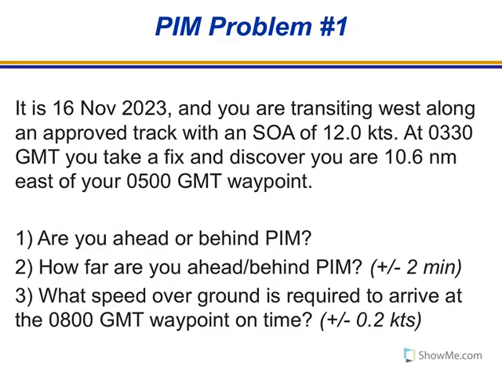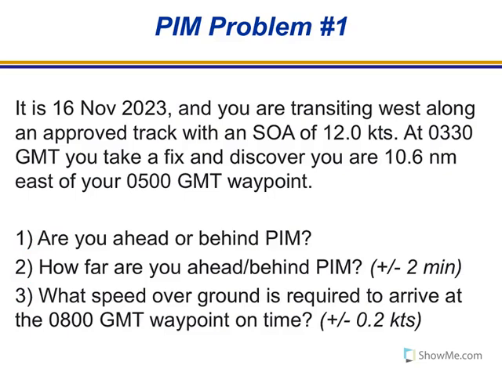It is 16 November 2023, and you are transiting west along an approved track with an SOA of 12 knots. At 0330 GMT, you take a fix and discover that you are 10.6 nautical miles east of your 0500 GMT waypoint. The 3 questions that we need to answer are: 1. Are you ahead or behind PIM? 2. How far ahead or behind PIM are we? And 3. What speed over ground is required to arrive at the 0800 GMT waypoint on time?